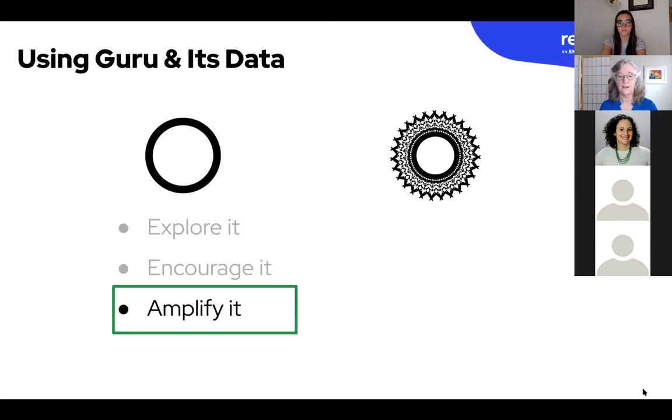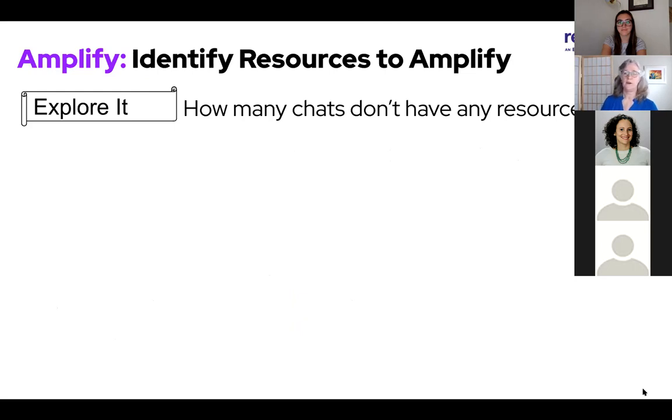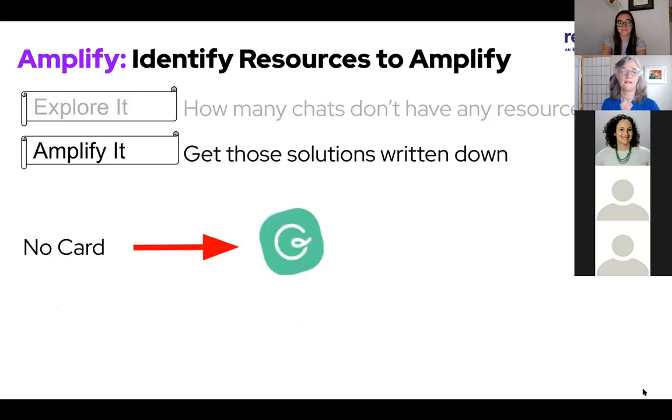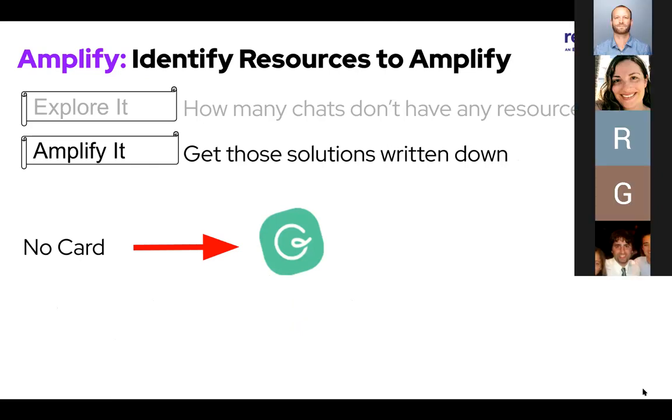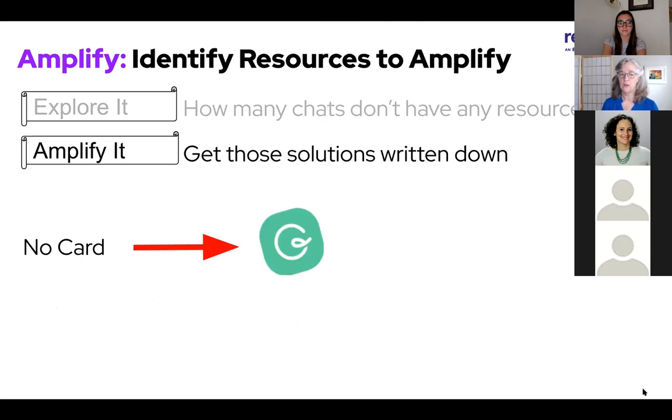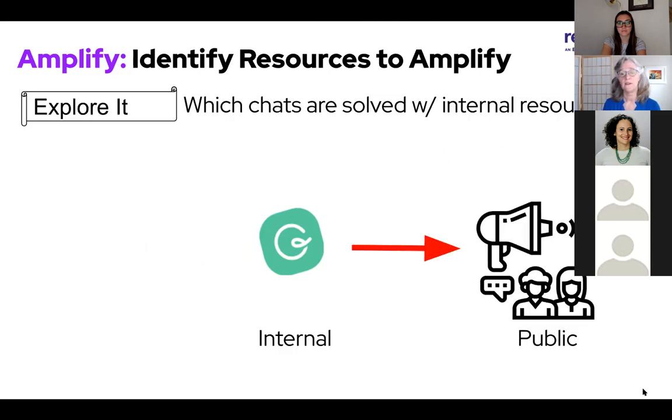Third, amplify it. So how many support chats don't have any resources that help to solve them? So amplify it, get those solutions written down. If there was no card available, they had to experiment and try it, or maybe they had a Slack conversation, get that into Guru. And Molly Lipset, one of the people I mentioned, she's been taking lead on that with some volunteers. And since our Guru is internal, we have a separate moment where we're looking at what are the most popular Guru cards. Can we turn those into public-facing documents?